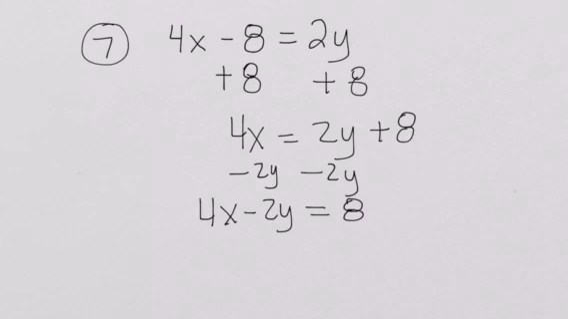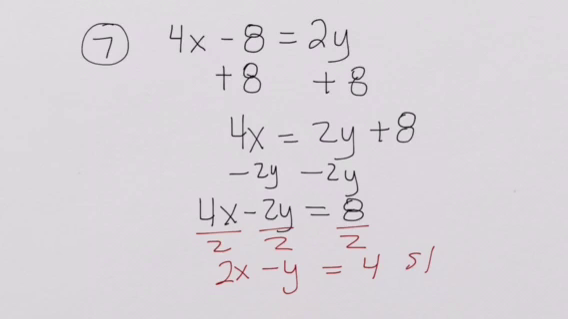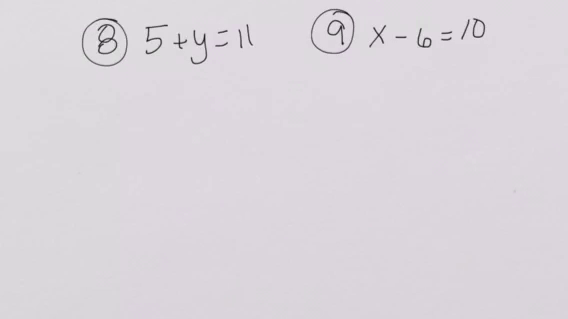Now be careful. A lot of people would stop here and say we're in standard form, but we're not, because the greatest common factor for 4, 2, and 8 is 2. So we're going to have to divide every single term by 2. So our answer is going to be 2x minus y is equal to 4. And that's our standard form. All right, let's do the next one.